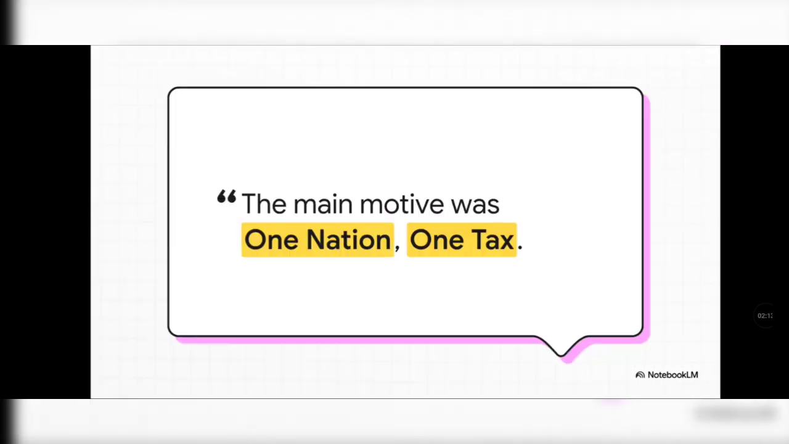And that's exactly where GST came in. It was introduced with this really powerful motto. The entire goal was to just sweep away all that complexity and replace it with one single, unified tax system for the entire country. Simple, transparent, and way easier for everyone to understand.